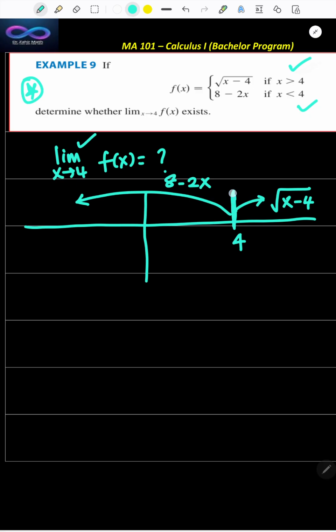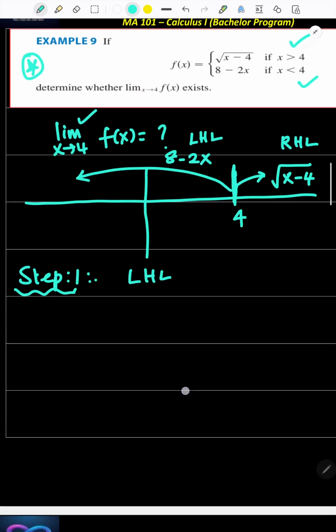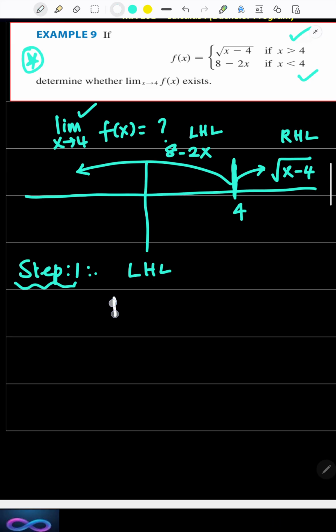So you don't have any function at x is equal to 4. So it means you have to find the left hand limit and the right hand limit. Yes, okay. So two steps you are going to find out. Step number 1, you are going to find out the left hand limit. What is the left hand limit? The left hand limit is put x is equal to a plus h.